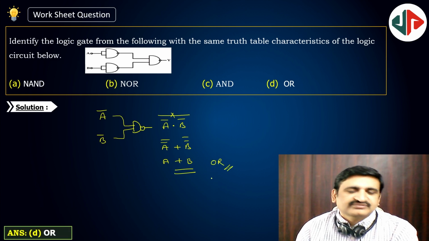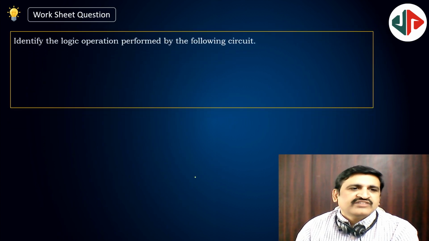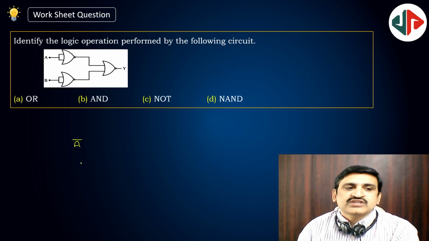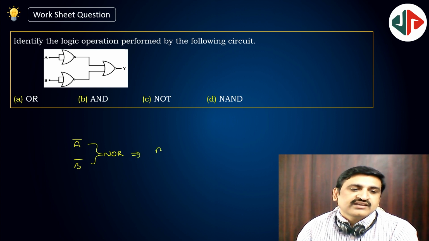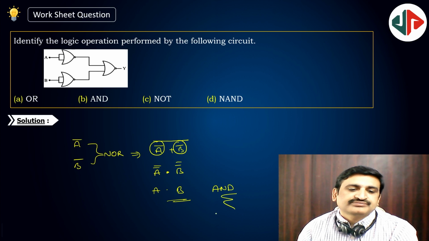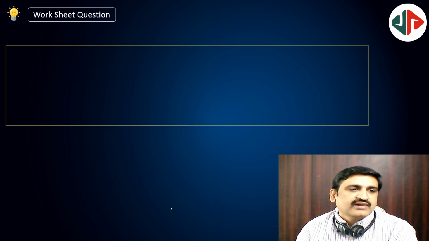Next. Identify the logic operation. This is A bar, because whenever two inputs are joined and given, that will be A bar and B bar. Now these two are NOR operation. NOR implies A bar plus B bar whole bar. That means A bar bar, B bar bar, operator should be changed. So A dot B. A dot B is nothing but AND operation. So this is B.